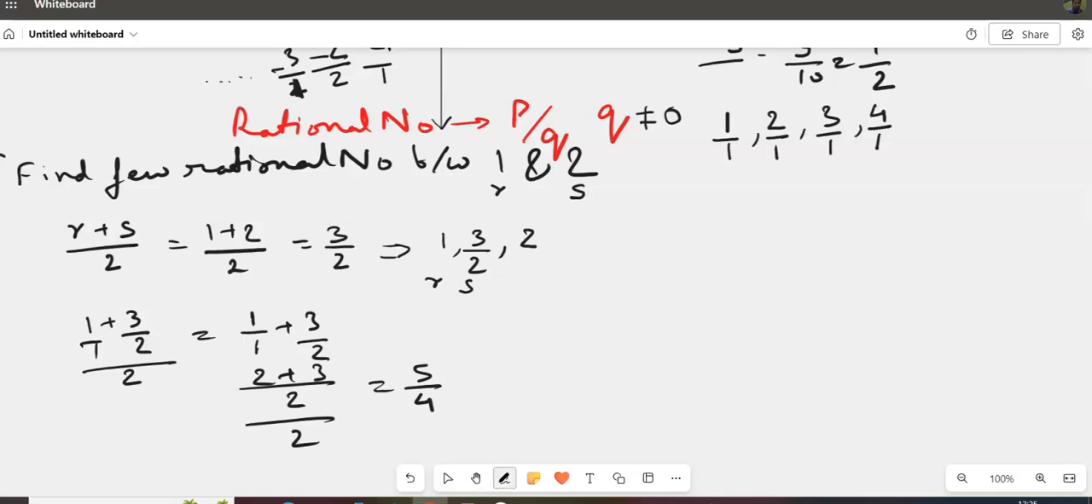Similarly, we can find other numbers by keeping 1 and 5 by 4 as r and s, or 5 by 4 and 2 as r and s. So other numbers you can find are 11 by 8, 13 by 8 and 7 by 4. So this is how we find the numbers between two rational numbers. I will not say two rational numbers because all of them are rational numbers.